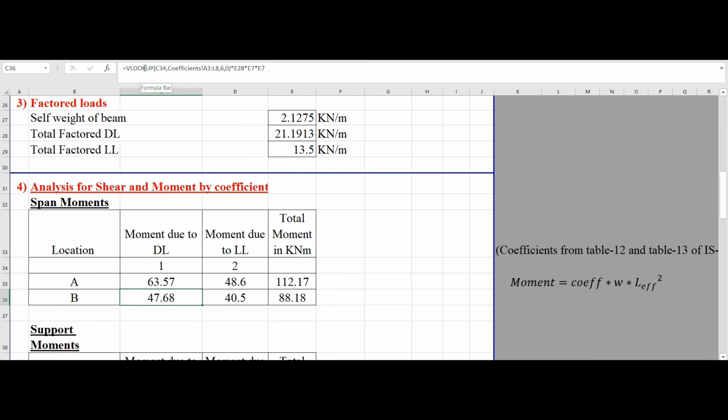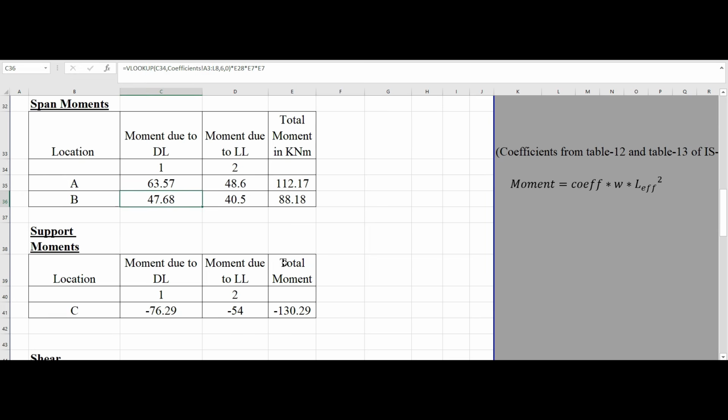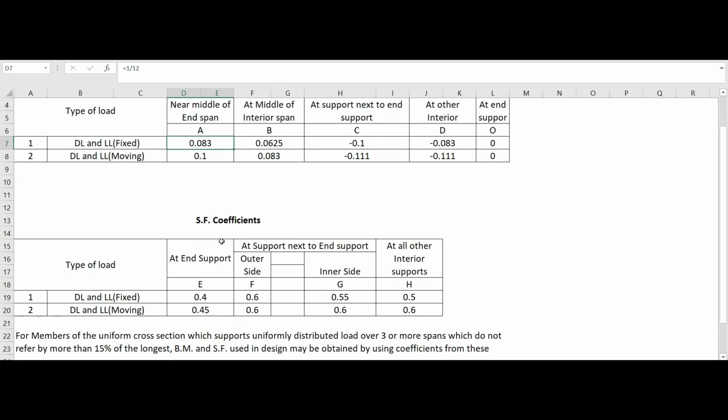Similarly, we will use VLOOKUP functions to calculate the respective coefficients, and then we will multiply it by the WL square to calculate the moment. So we will get span moments and the support moments. Similarly, to calculate the shear at the respective locations, that is at the locations E, F and G, where E denotes the end support, F denotes the support which is next to end support but on the outer side, and G denotes the inner side.